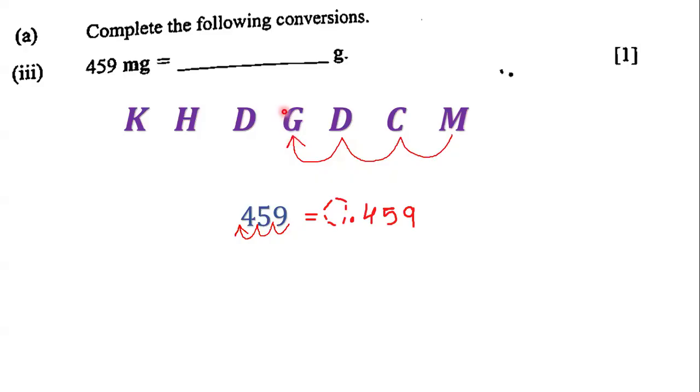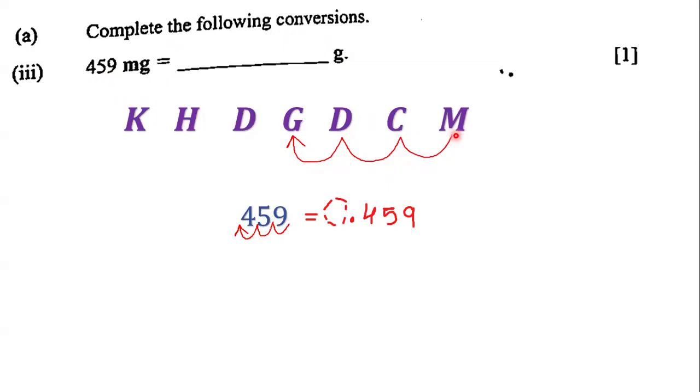So let's do it one more time. We're moving from milligrams to grams. What does the M stand for? Milligram. Very good. What does the G stand for? Grams. Very good. We move over how many times? 3 times. Very good. So we're gonna take 459, since we'll move over 3 times.